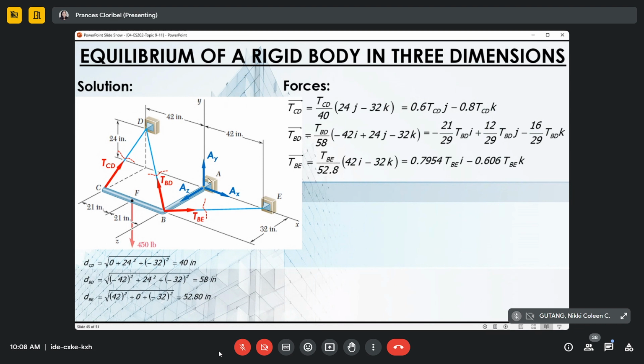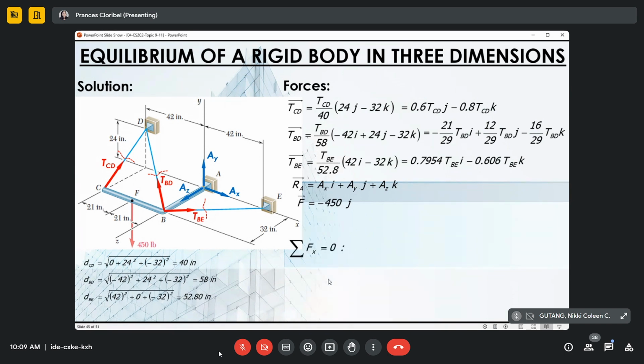Next, for our reaction at A, we have components directed towards the positive: AX i plus AY j plus AZ k. And do not forget our applied force of 450 pounds directed downward. So negative 450 j. Okay? 1, 2, 3, 4, 5. We have 5 forces, so we also have 5 position vectors.